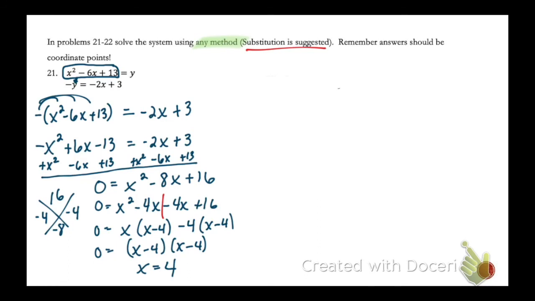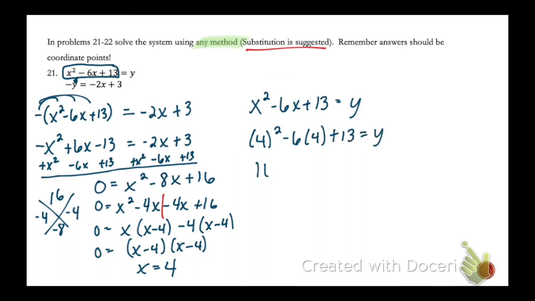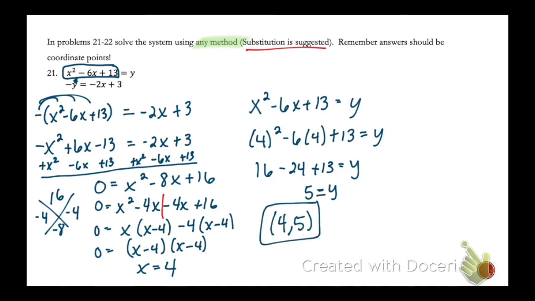Remember, we're not done at this point. We still need to find y so that we have a coordinate point. So let's go back up to our problem. We can pick either equation to plug 4 in for x. I'm going to use the top one. When I plug in 4, I get 5 for y. So my final answer is the coordinate point (4, 5).